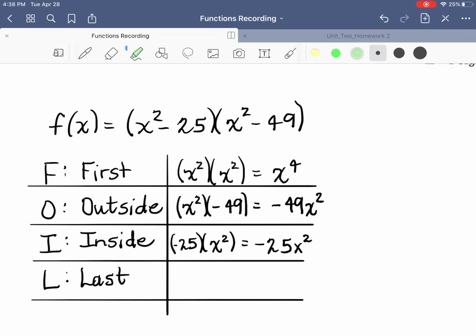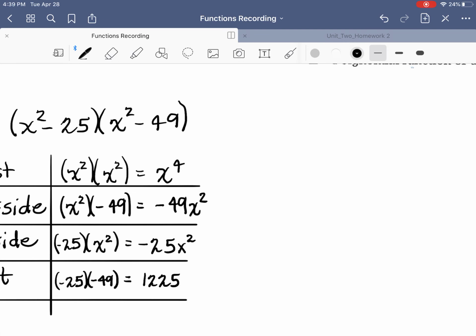And then finally you have the last terms. You have the negative 25 and the negative 49. These are most always constant terms, but not always. So negative 25 times negative 49. I have no idea, so let me get my calculator. I think it's 1250 something, but 1225. Okay, so I have foiled this problem, and we just need to go ahead and simplify it down a little bit.